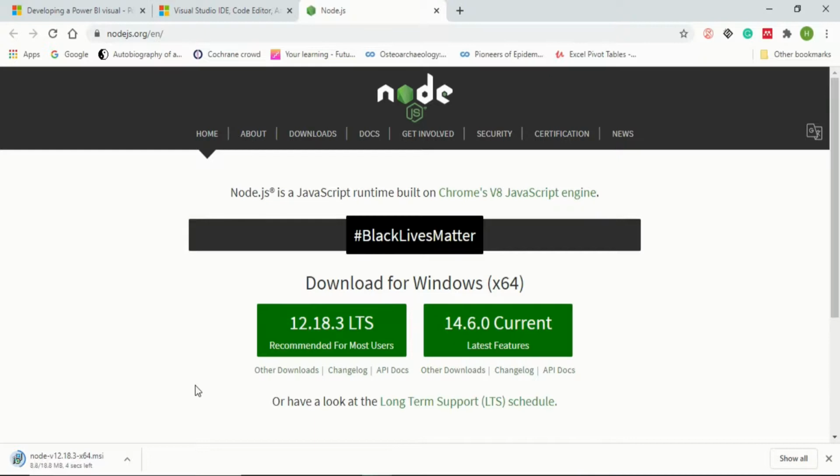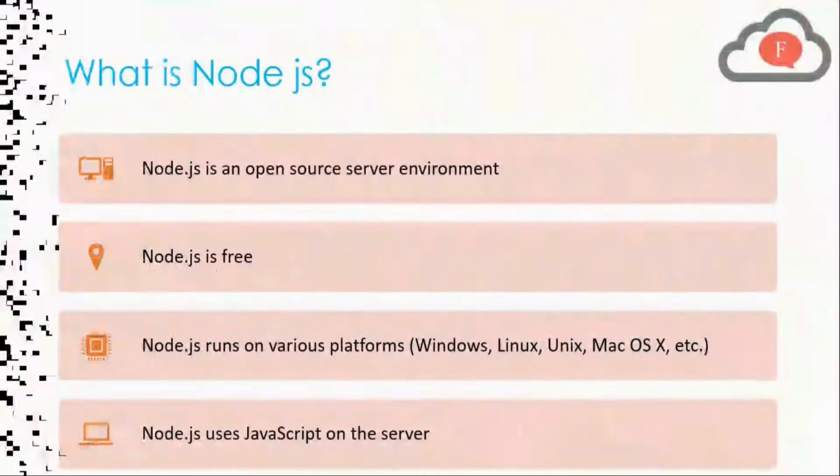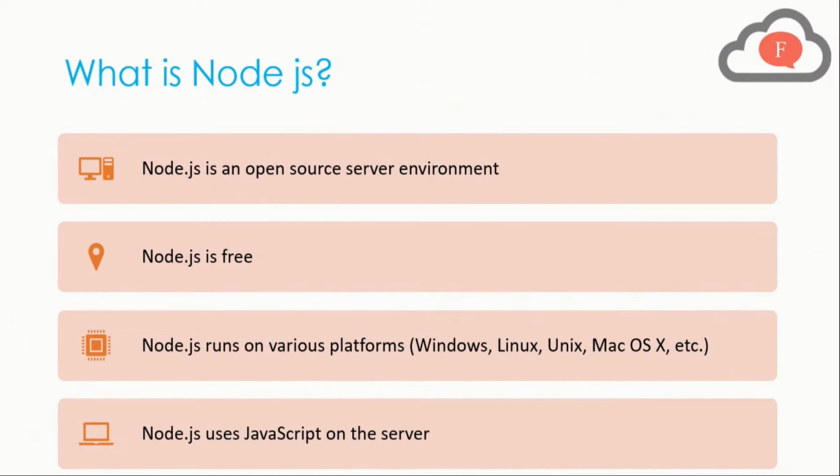In the meantime, I will tell you what Node.js is. In your mind, the curiosity must arise: what is Node.js? Actually, Node.js is an open source server environment which is free and runs on various platforms, either Windows, Linux, Unix, or Mac OS. It is an open source server environment which uses JavaScript on the server. I hope you have understood what Node.js is.